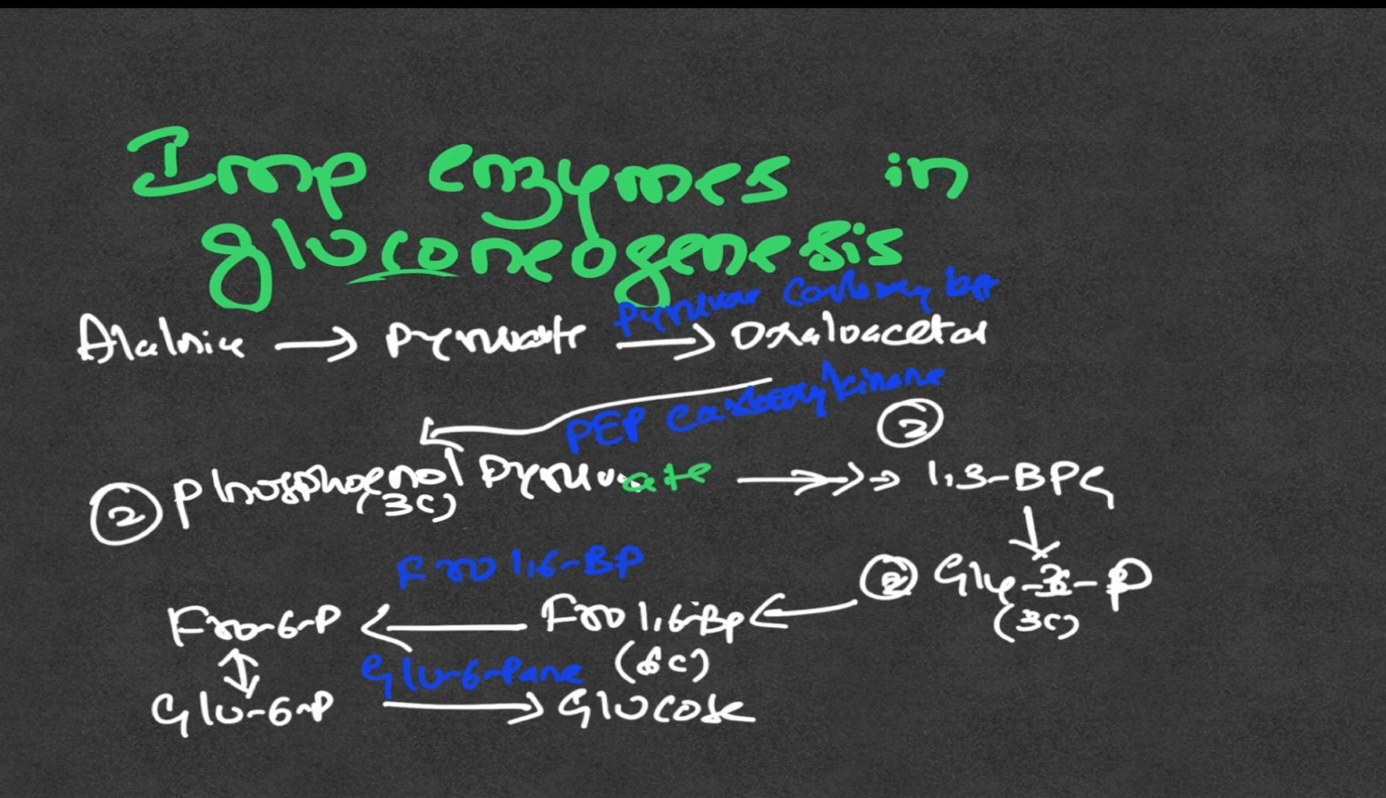So, as you can see, pyruvate carboxylase, phosphoenol pyruvate carboxykinase, fructose 1,6-bisphosphatase and glucose 6-phosphatase. These are the enzymes that are needed to convert 2 molecules of alanine into 1 molecule of glucose. This is how alanine is converted to glucose. Now, how is lactate converted to glucose? So, let us look into that.